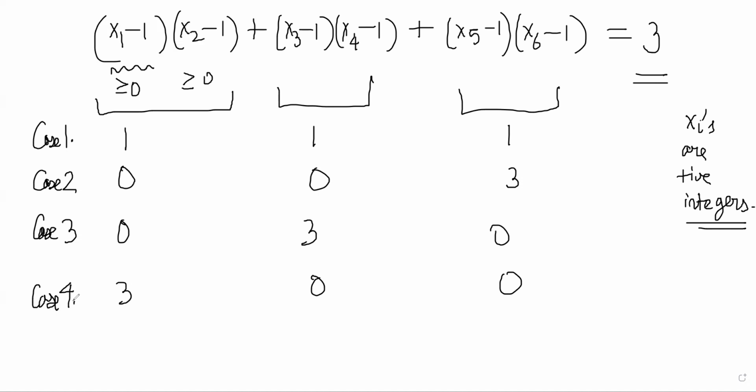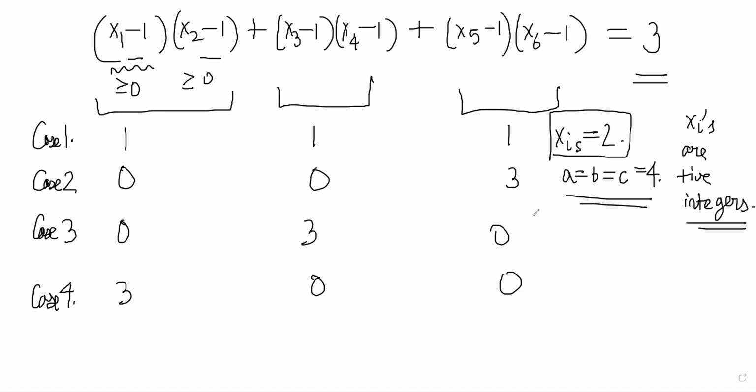Now, each of these cases we can try and evaluate. If all of the things are 1, that means both of these integers are 1. In that case, all the xi's are equal to 2. If every xi is equal to 2, we get a is equal to b is equal to c is equal to 4. This is case 1.